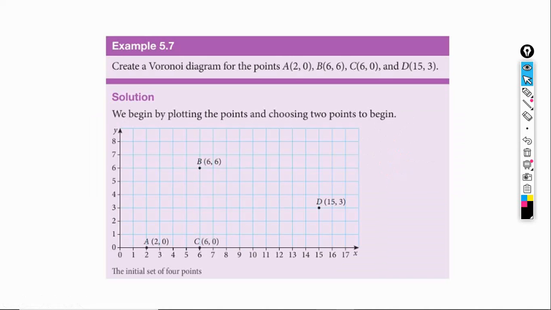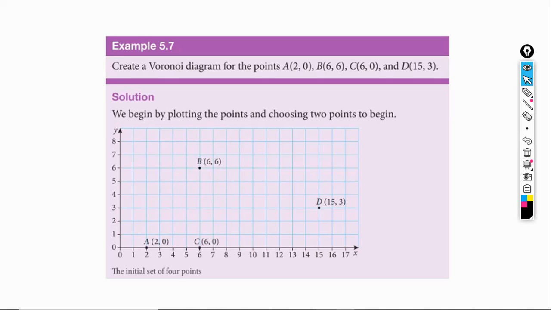Okay, so here we are in example 5.7, where they ask us to create a Voronoi diagram for the points A, B, C, and D. So in this one, basically they're asking us to create the diagram from scratch. So the first step is choosing 2 points. So we're going to choose A and B. And then the next step would be to build the perpendicular bisector between A and B.